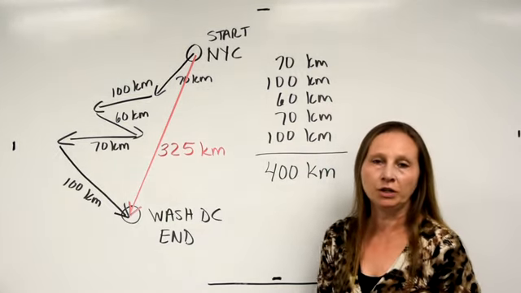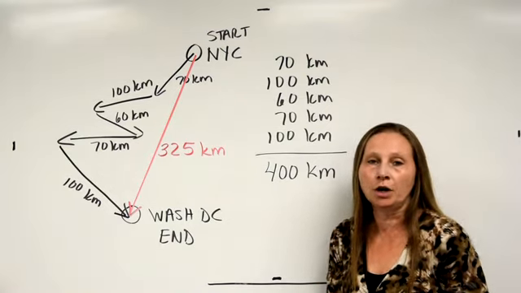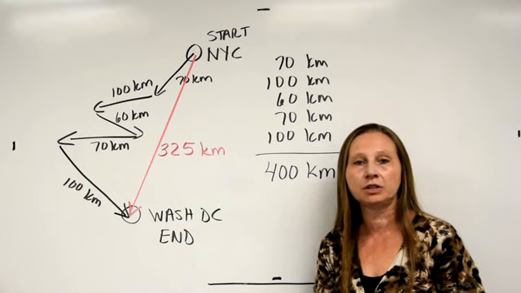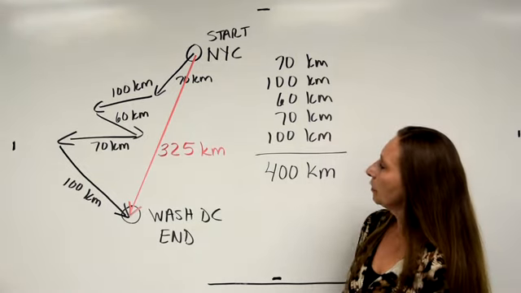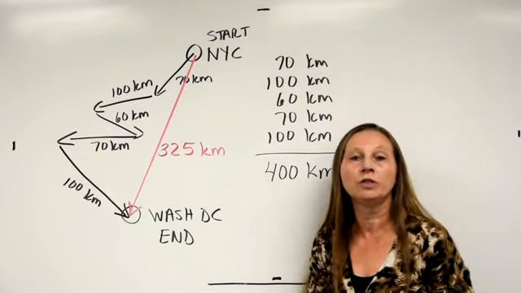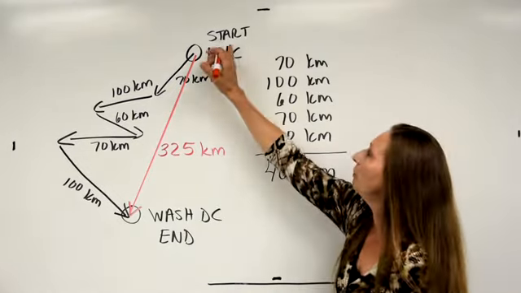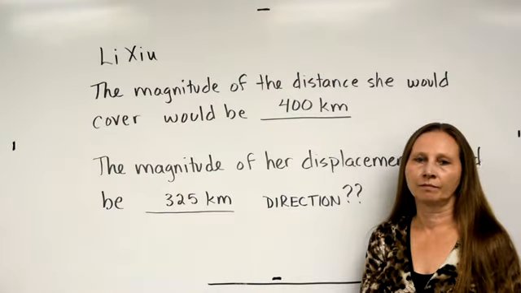So, this is one situation where Li Ju would want to know the distance in one set of circumstances, and for another possible situation, she would want to know the displacement, straight from start to end. So this is our first.